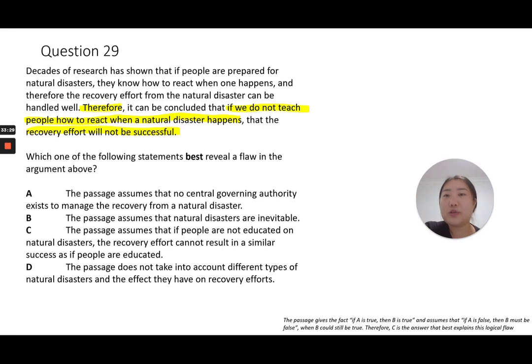Where did they get that conclusion from? They got it from this bit. When they know how to react when a disaster happens, recovery effort from the natural disaster can be handled well.